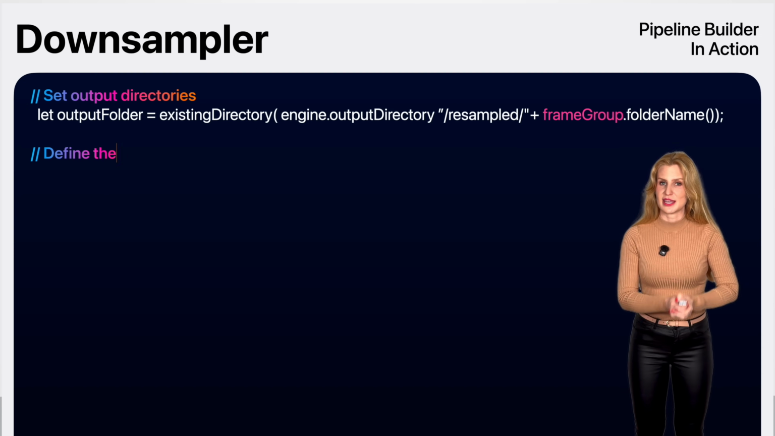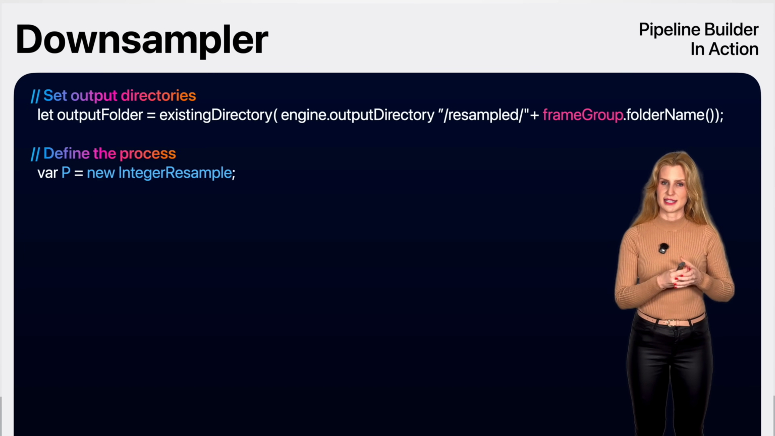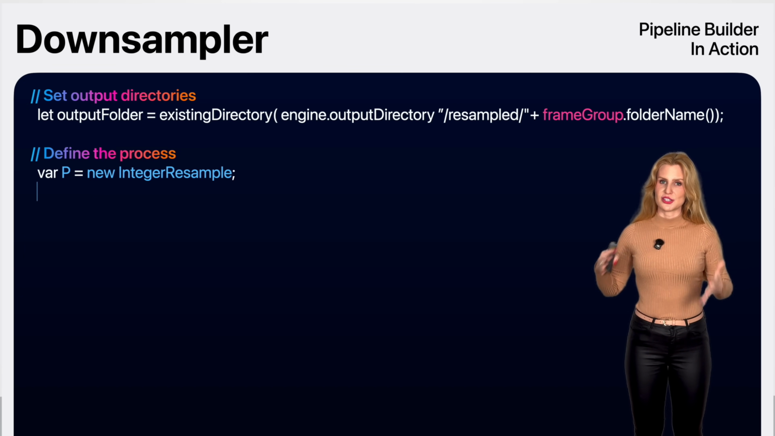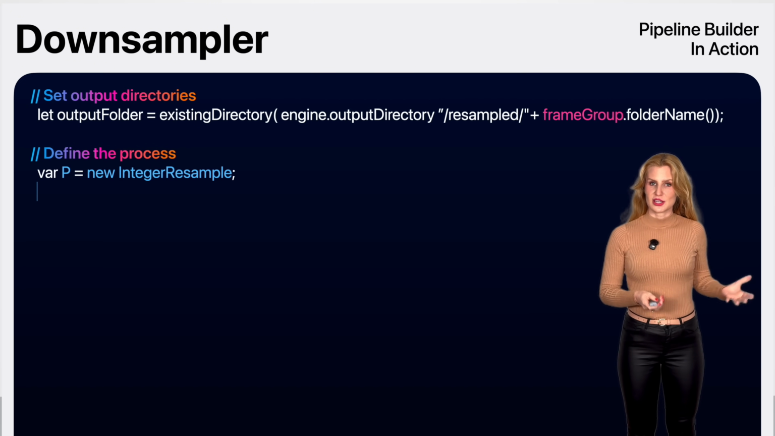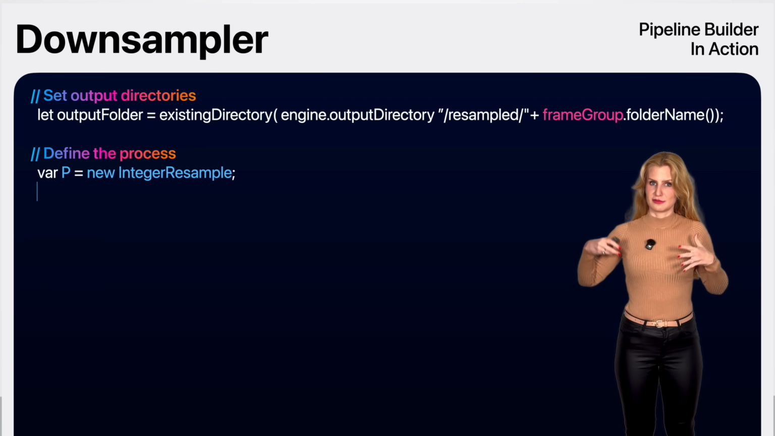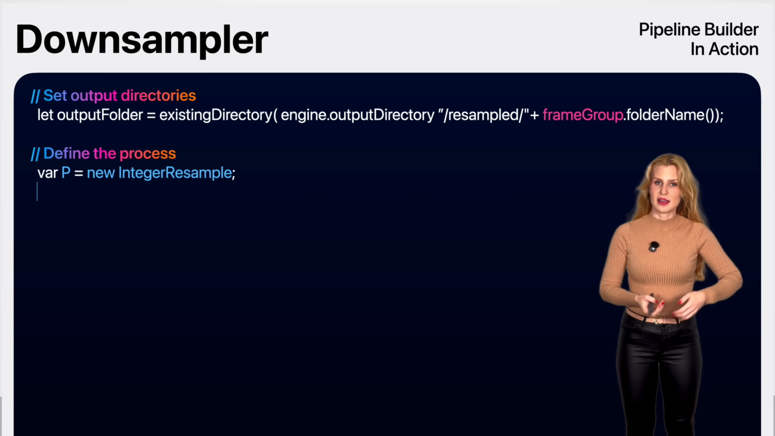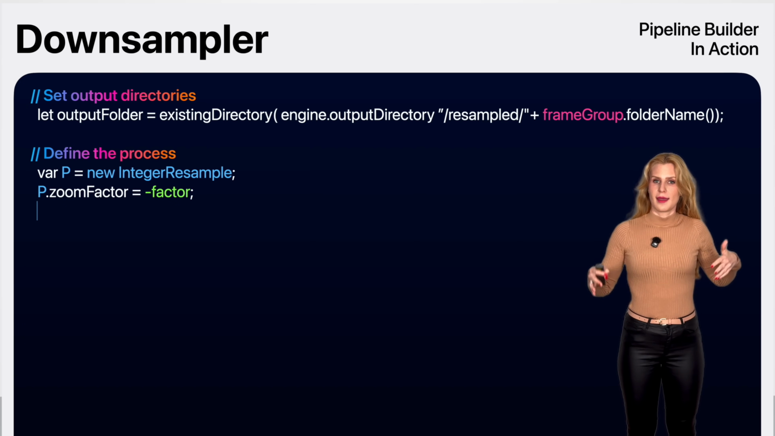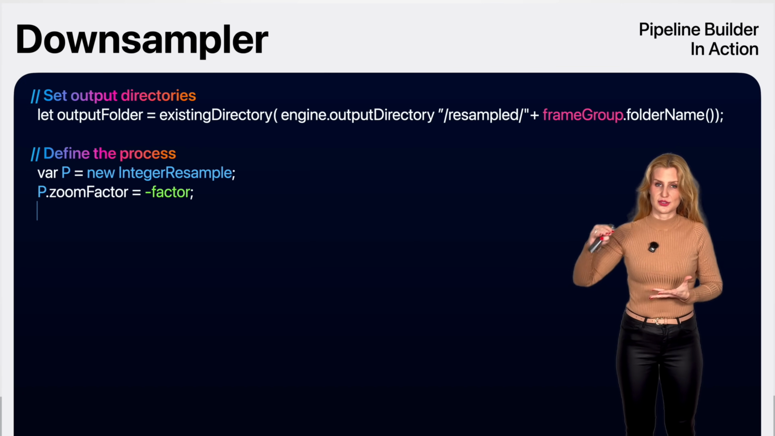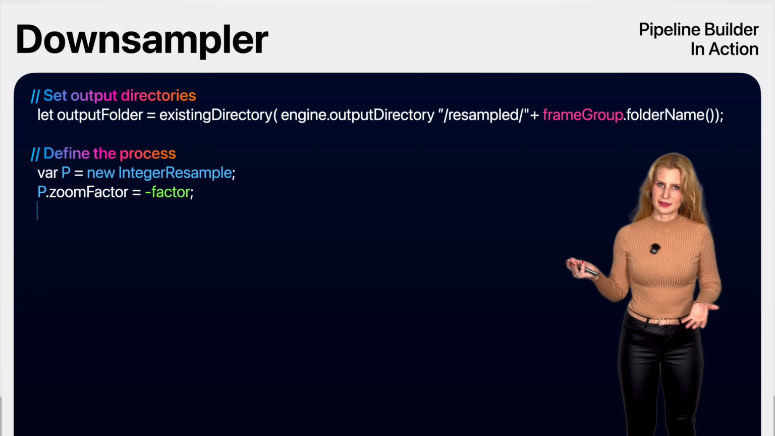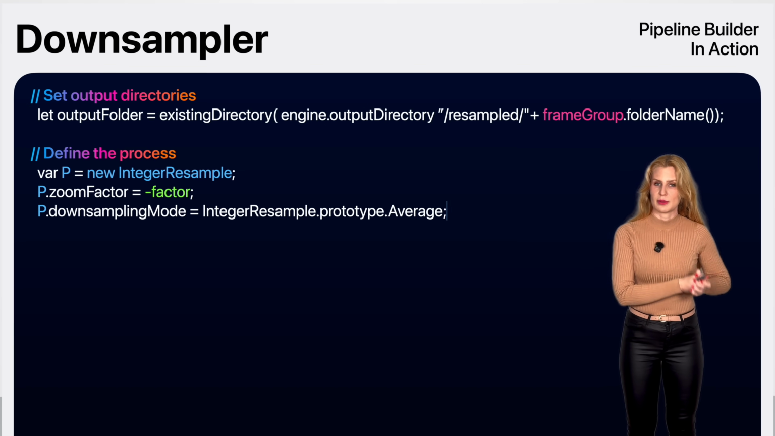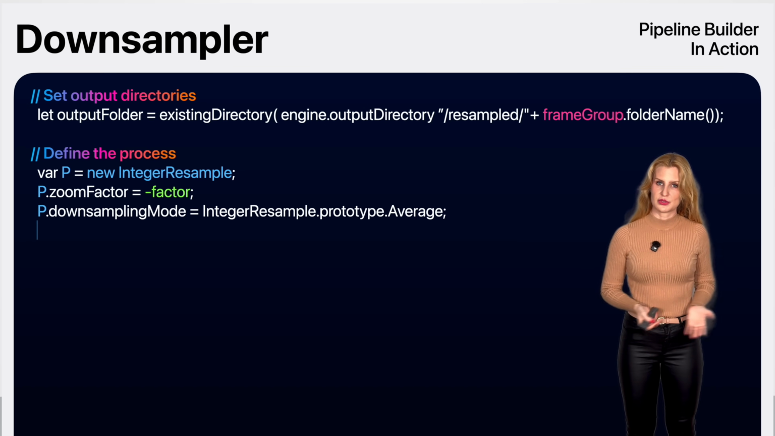Here we finally get to the actual downsampler, where we are just calling an instance of the IntegerResample process from PixInsight. You can call any process that you wish, and we just have to provide the actual parameters that the process needs. So in this case, we need a zoom factor because we have to know by how much we're resampling. Here it will be the input number factor, so 2 multiplied by -1 because we're downsampling, not upsampling. Here I've also specified the downsampling mode. We want this to be average, but you can choose.